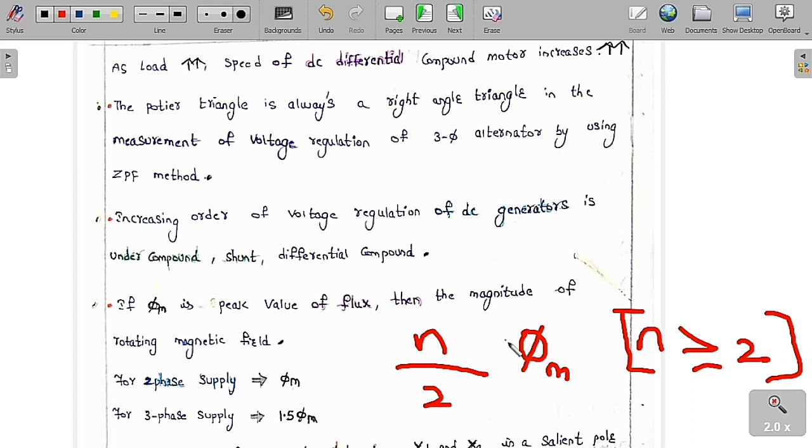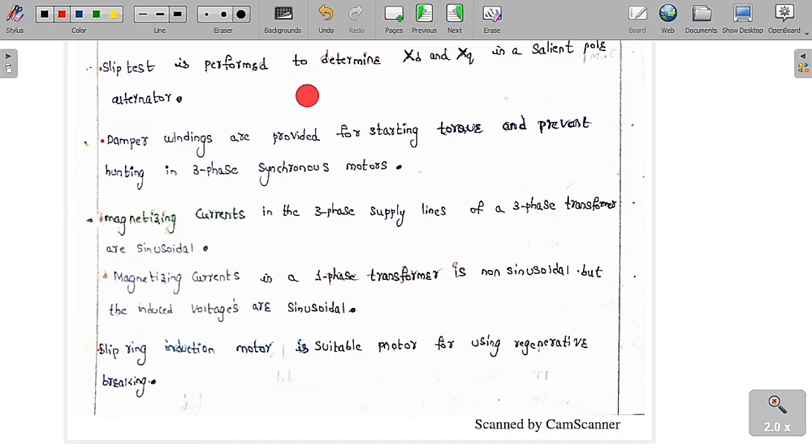If phi m is the peak value of the flux, then the peak value of the rotating magnetic field is n by 2 into phi m for an n-phase system, n greater than or equal to 2. This is the case you need to always remember. For two phase, n equal to 2 gives phi m. For a three-phase system, n equal to 3 gives 1.5 phi m. The slip test is performed to determine the XD and XQ in a salient pole alternator.